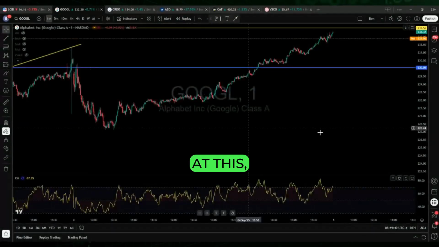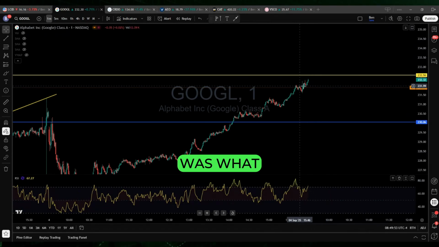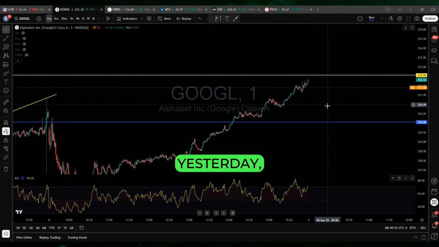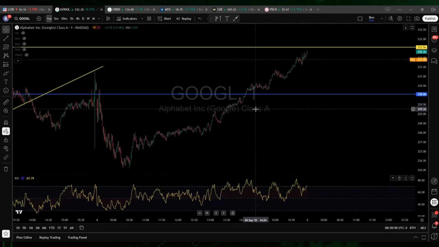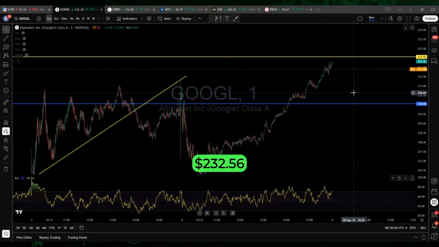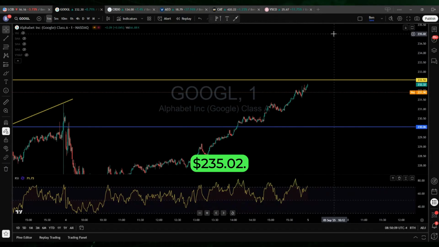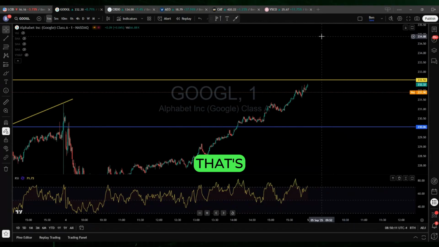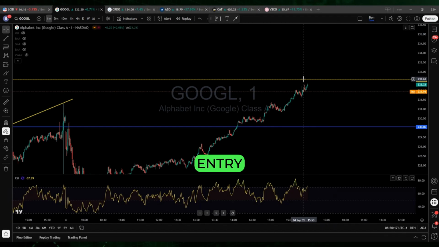$232.56. And look at this, $232.56 was what it hit after hours yesterday, and then got a little bit of a pullback. So today that level is no longer on my radar. I don't like the $232.56 level. What I'm looking for is an entry price at $235.02. That's where I would enter this trade. 235 pierce, essentially on Google, for an entry today.